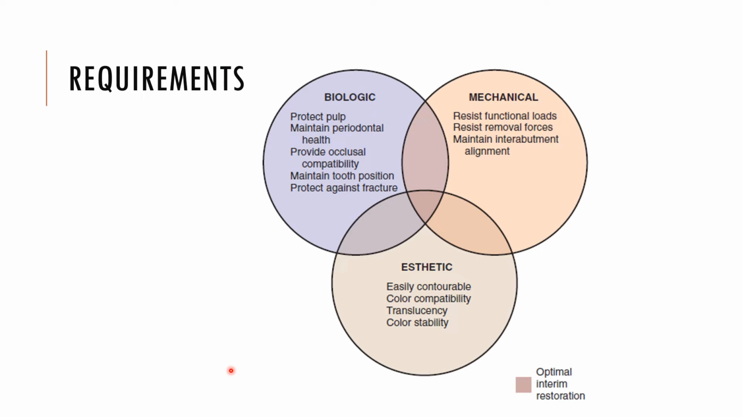Coming to the requirements, again in a Venn diagram according to Rosenstiel, we always divide the requirements into biologic, mechanical, and aesthetic principles. In biologic, the things remain the same: to protect the pulp, maintain the periodontal health, provide occlusal compatibility, maintain tooth position, protect against fracture. In mechanical, you have resisting functional loads, resisting removal forces, maintaining interabutment alignment. For aesthetics, you have easily contourable, translucency and color compatibility.